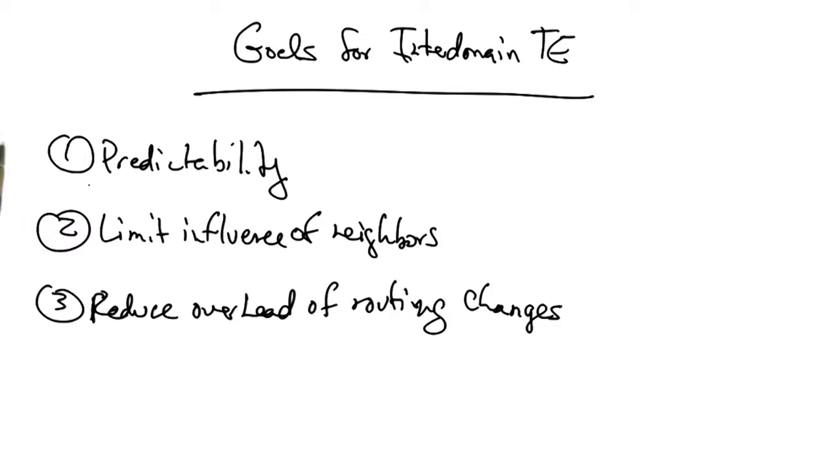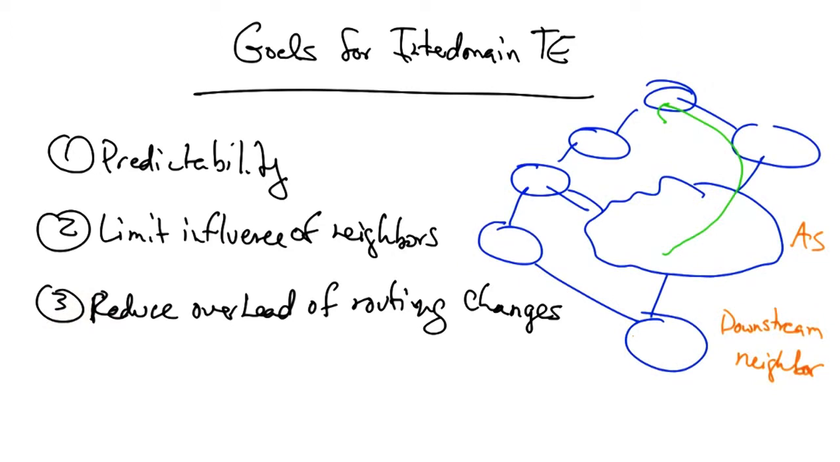Effective interdomain traffic engineering has three goals. One is predictability. In other words, it should be possible to predict how traffic flows will change in response to changes in the network configuration. Another goal is to limit the influence of neighboring domains. In particular, we'd like to use BGP policies and changes to those policies that limit how neighboring ASs might change their behavior in response to changes to the BGP configuration that we make in our own network. And finally, we'd like to reduce the overhead of routing changes by achieving our traffic engineering goals with changes to as few IP prefixes as possible.